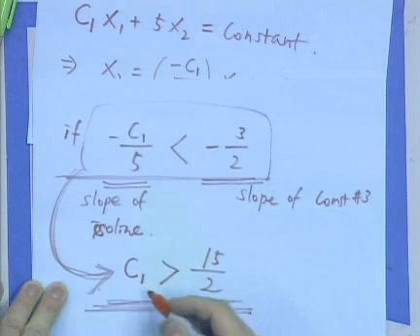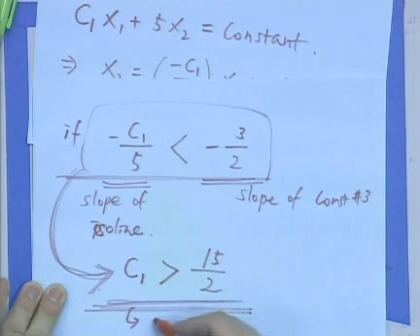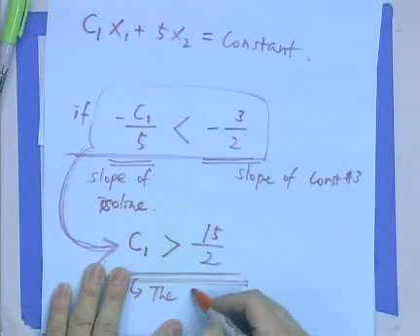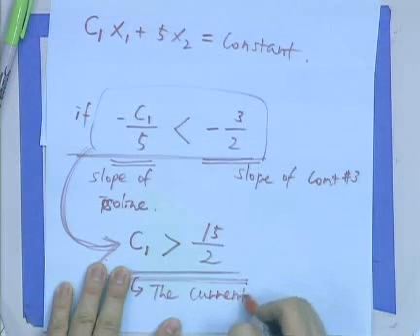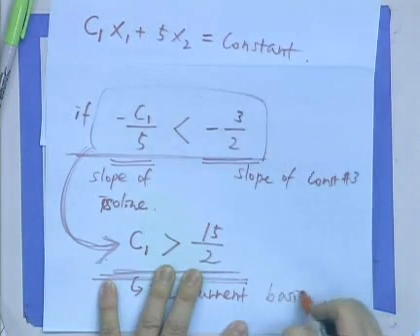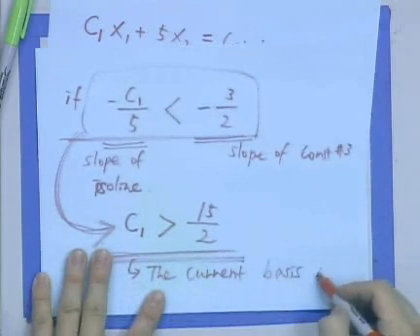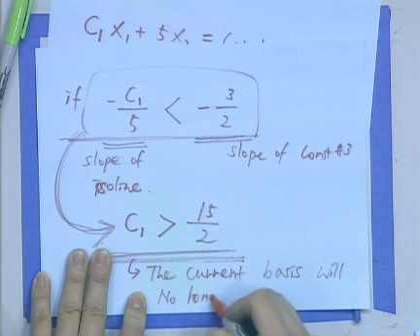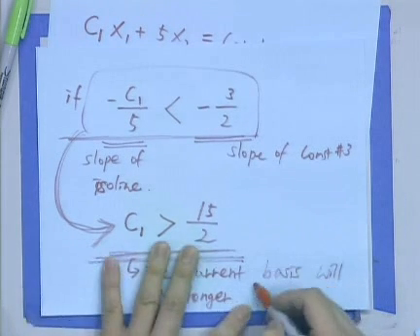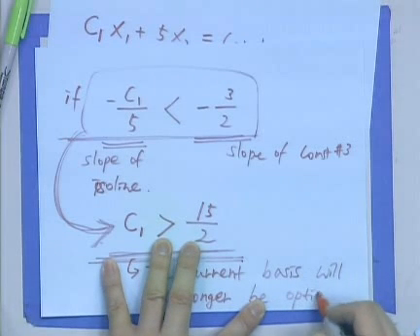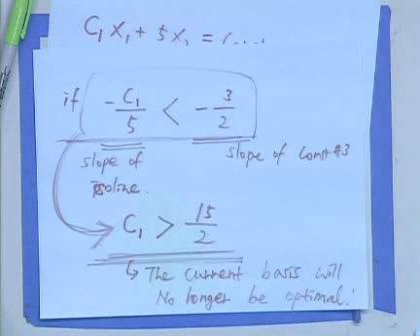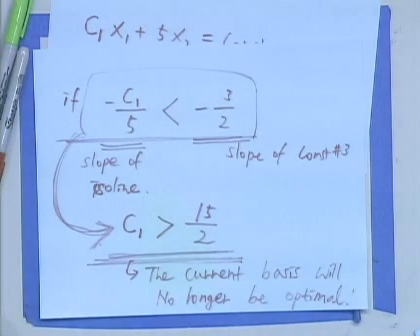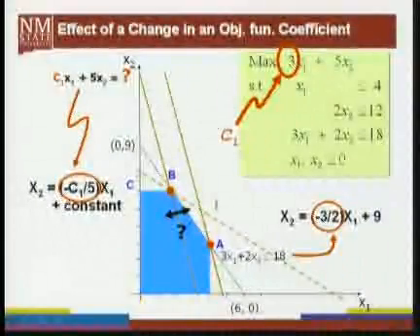I said, in that case, the current basis will no longer be optimal. The new optimal point will be point A in our diagram, right? In this figure.